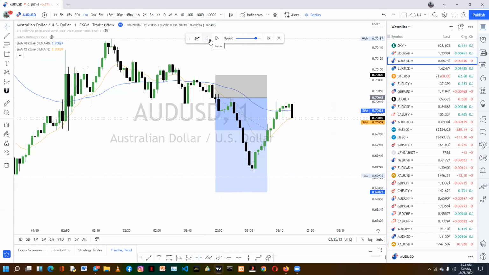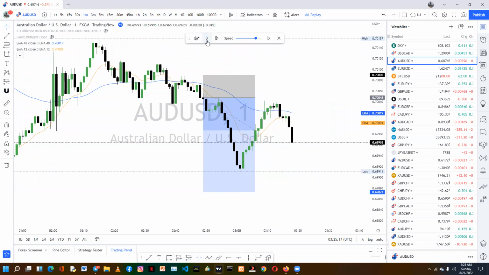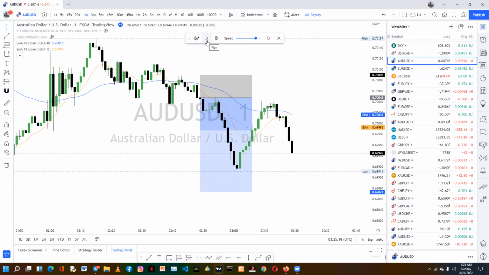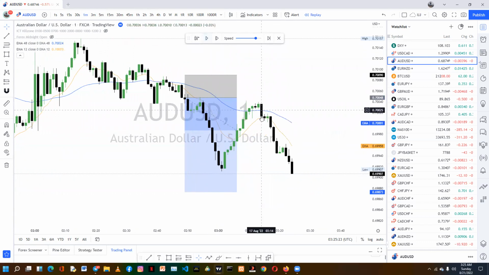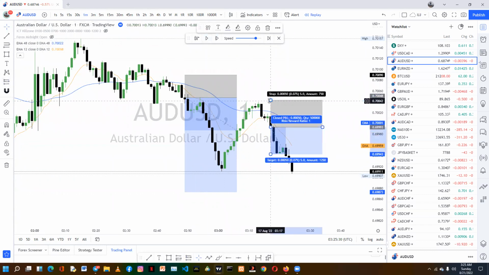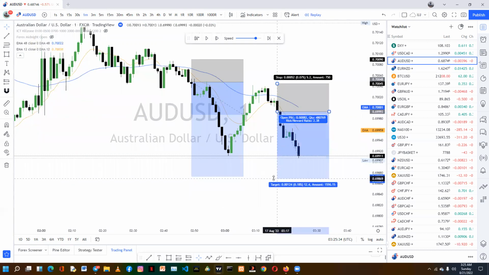No close below. So this will close below. This couldn't close. They all close inside. This is where it closes below. Sell entry, a stop loss, and then our targets.